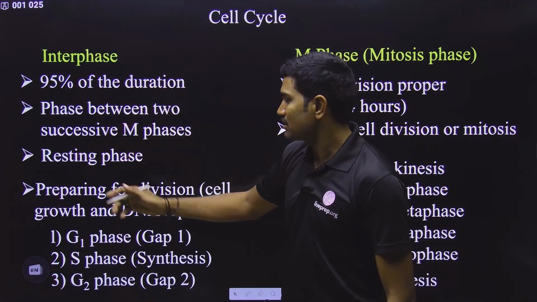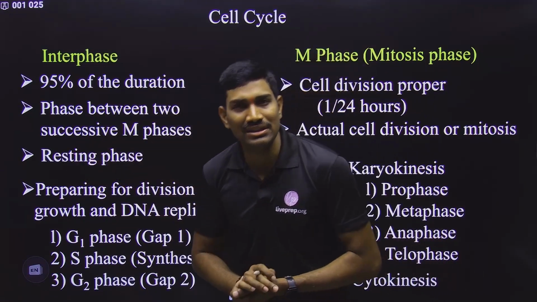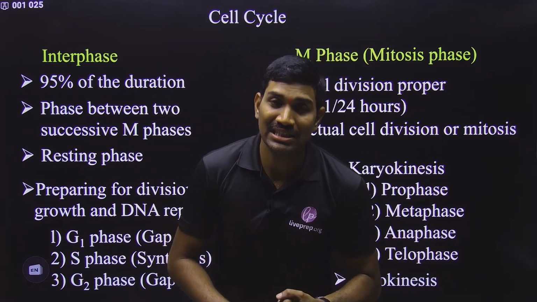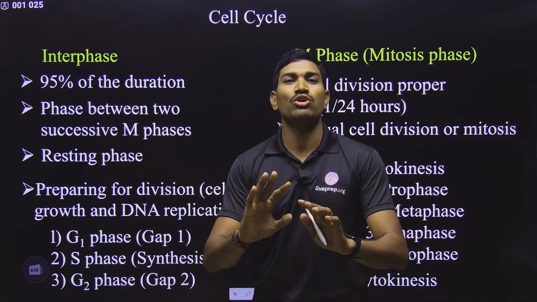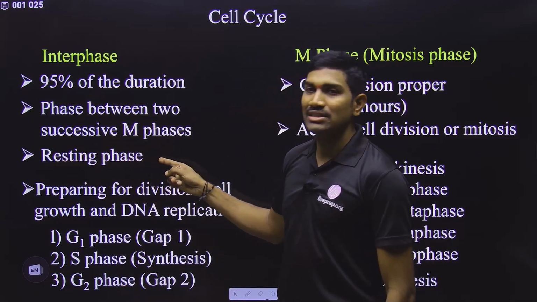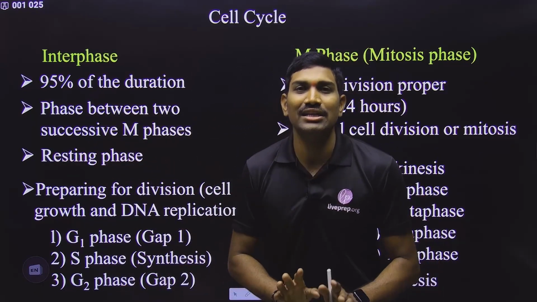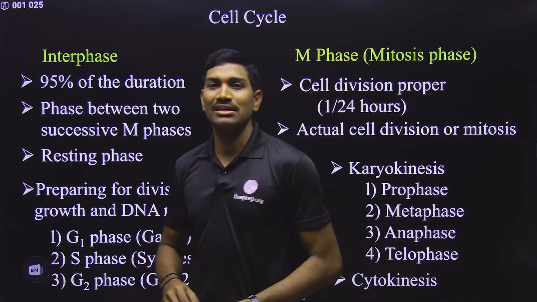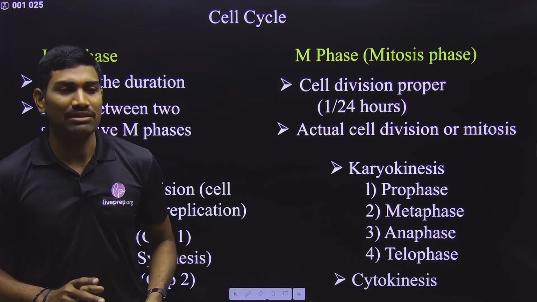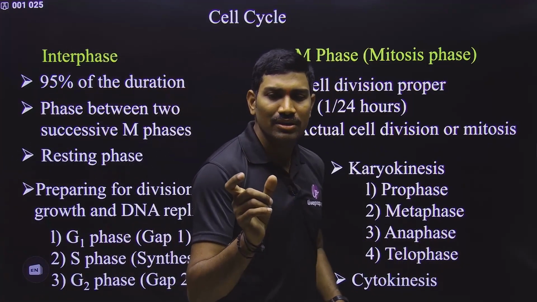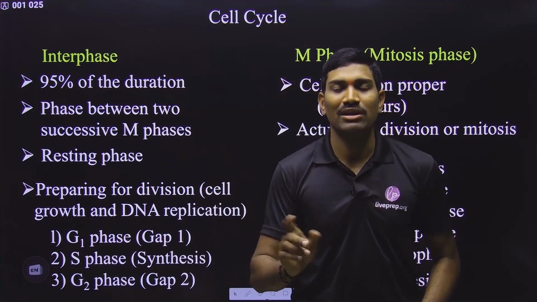Okay, this is what they are saying, and it is called a resting phase. Why is it called the resting phase? It is called resting because in the interphase, the cell is not dividing. The cell is not dividing, that's why it is the resting phase. It does not mean that it is metabolically inactive. Many students are thinking that resting means metabolically inactive.